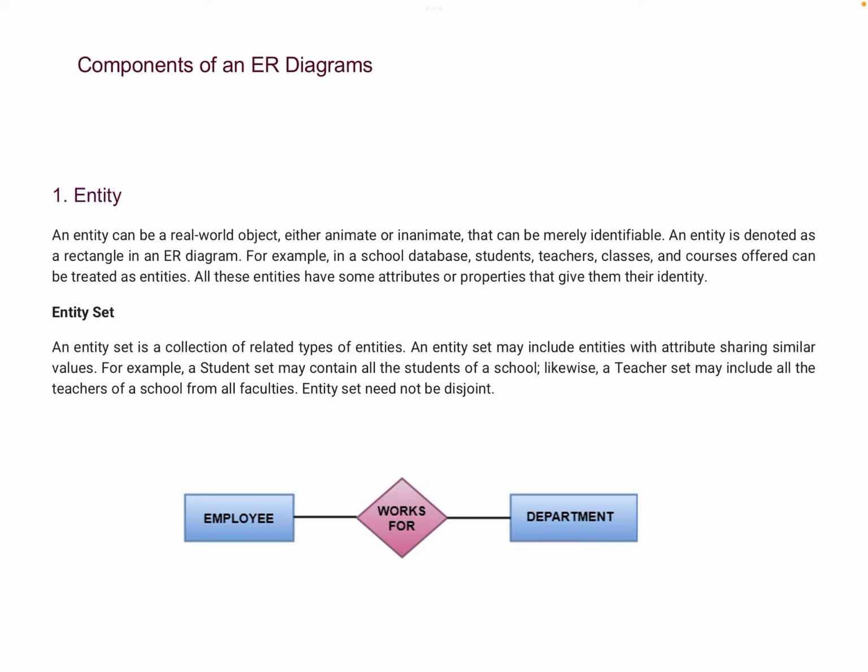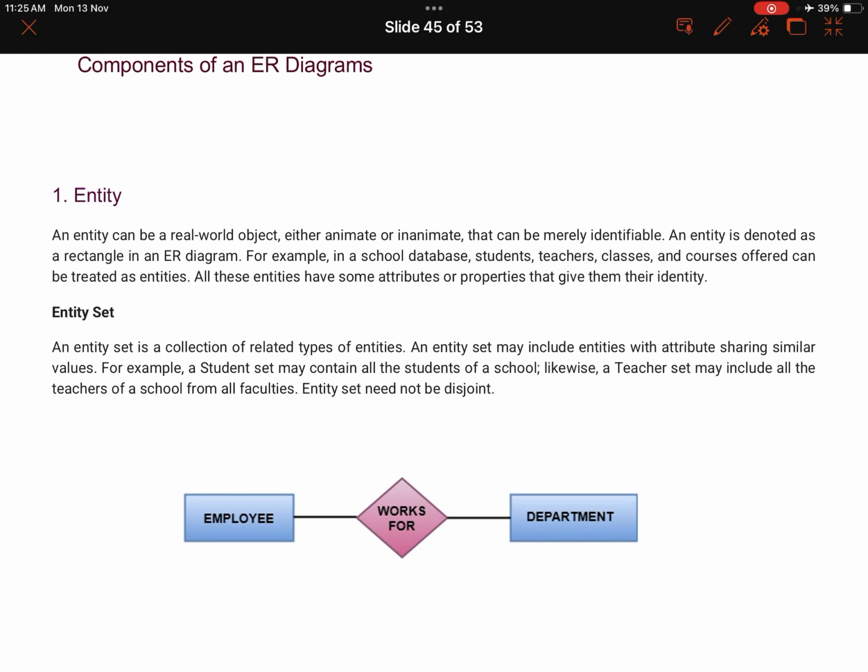So, components of an ER diagram. We have already seen the ER diagram in the database management system. This is the same ER diagram again in software engineering also. So you have an entity. An entity can be a real world object, either animate or inanimate, that can be easily identifiable. An entity is denoted as a rectangle in the ER diagram. So here in this case your entities are department and employee. For example, in a school database, students, teachers, classes and courses offered can be treated as entities. All these entities have some attributes or properties that give them their identity.